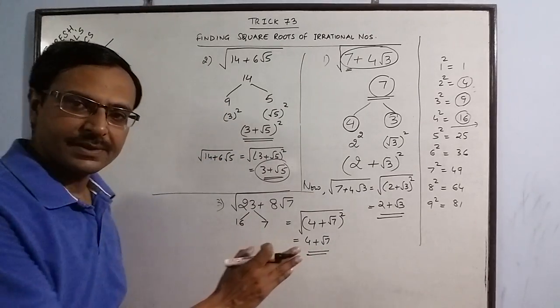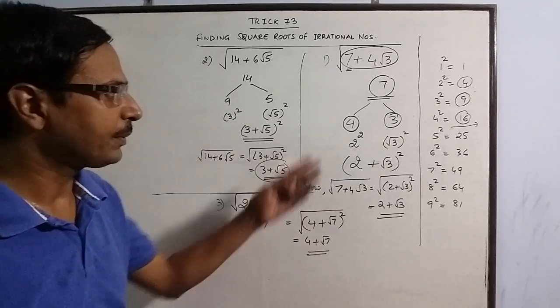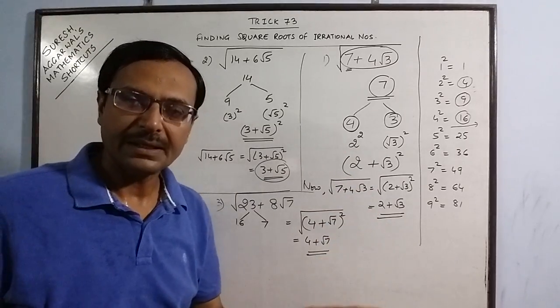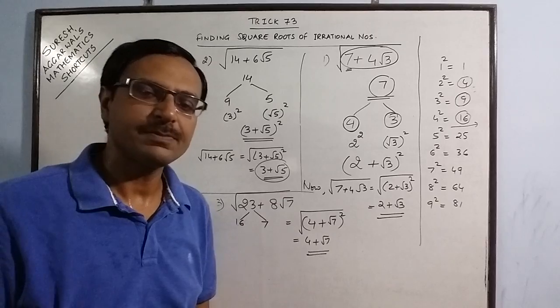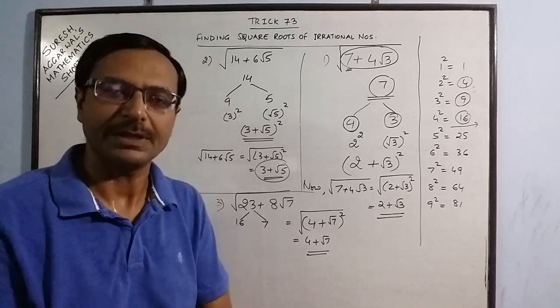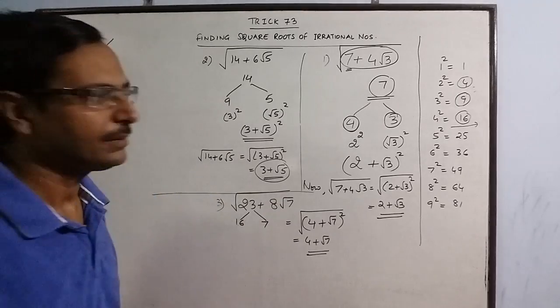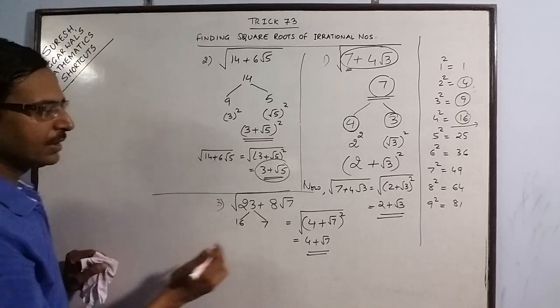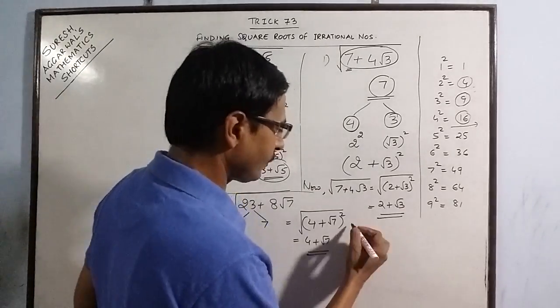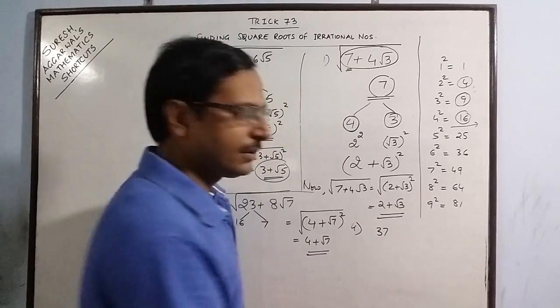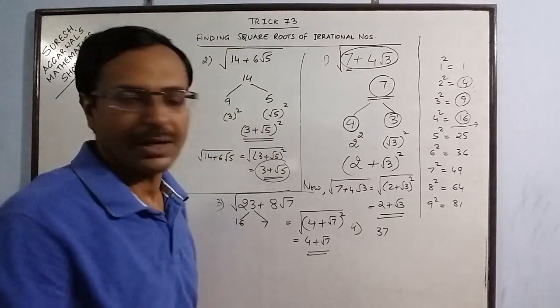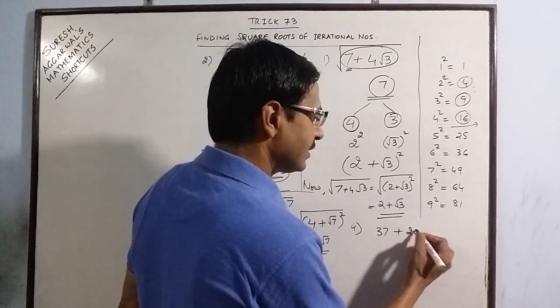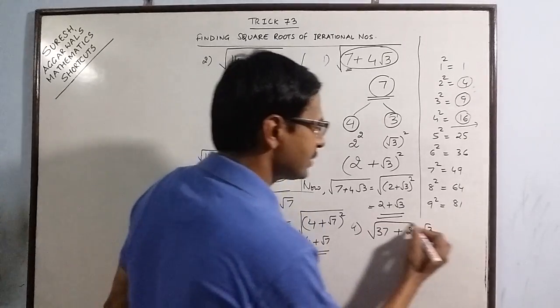The number of steps is greatly reduced if you practice this method by taking 8 to 10 examples and sparing 10 to 15 minutes on this method. Let us take one more example. This is the fourth question. We have 37 as the number which is rational and 20 root 3 as the number which is irrational. Now we have to find the square root of this.